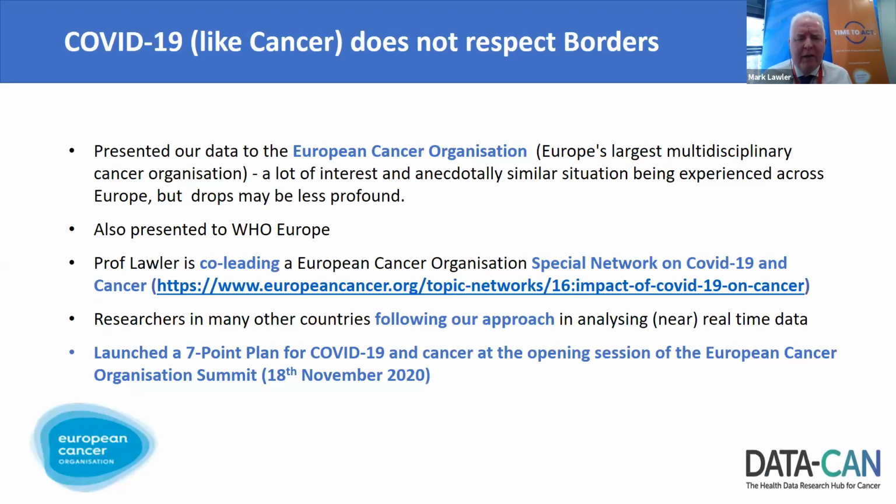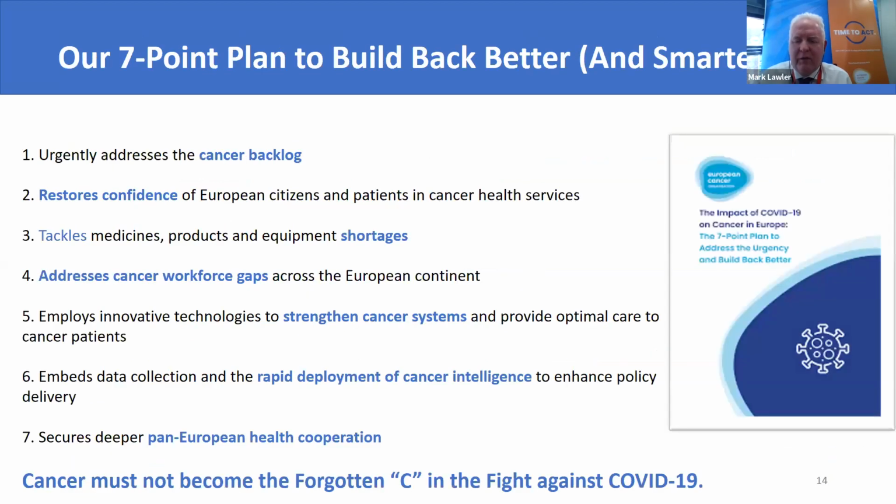We also realized that this is not just happening in the UK. COVID-19, like cancer, unfortunately doesn't respect national borders. We presented our data to the European Cancer Organization, which is Europe's largest multi-professional cancer organization, and also presented it to WHO Europe. The European Cancer Organization immediately invited us to help chair a special network on COVID-19 and cancer. And we launched a 7-point plan for COVID-19 and cancer at the opening session of the European Cancer Organization Summit last November. Here is that 7-point plan to build back both better and smarter.